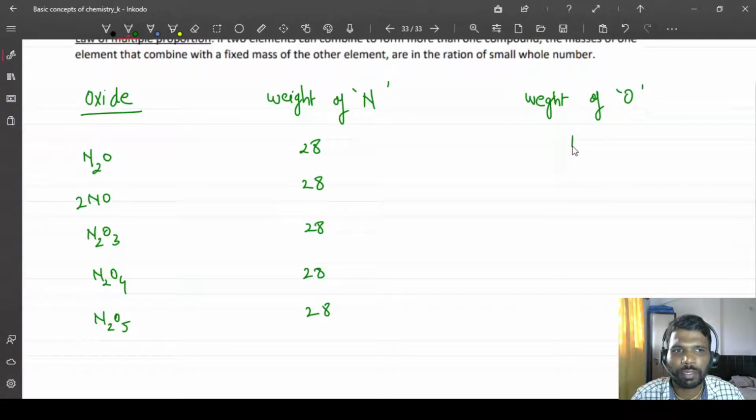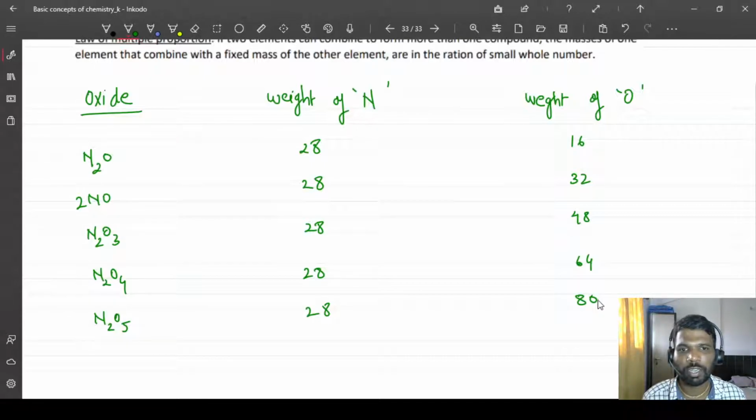It is 16. Here two oxygens are combining, so it is 32. Here three oxygens are combining, so 48. Then here four oxygens, so 64 I am writing. How did I get this 16? 16 is one oxygen. Two oxygens means 32, right? Three oxygens means 16 into 3, 48. Four oxygens means 16 into 4, 64. And five oxygens means 16 into 5, 80.